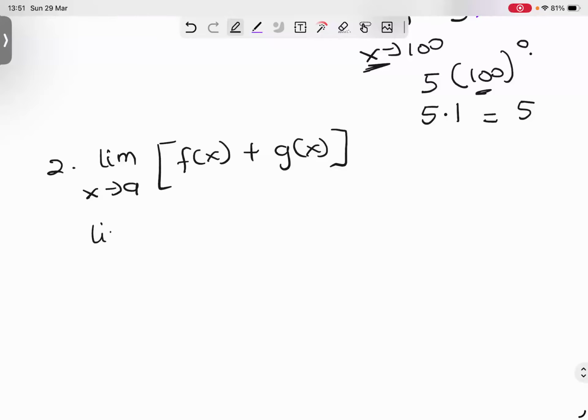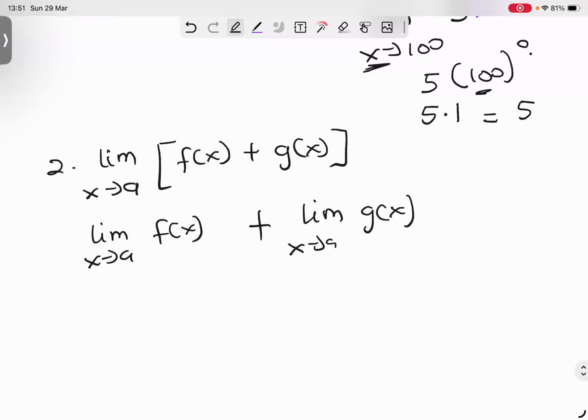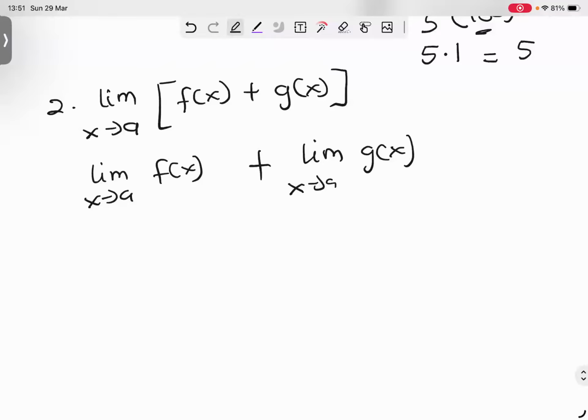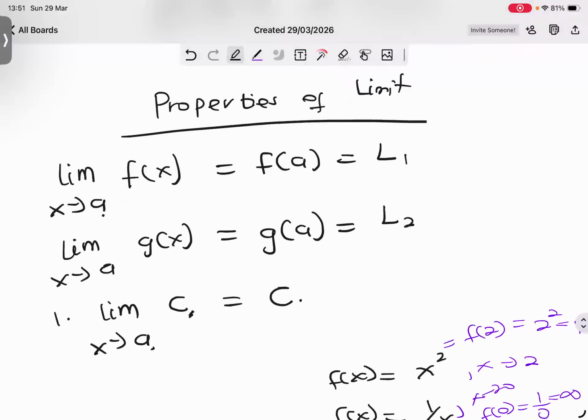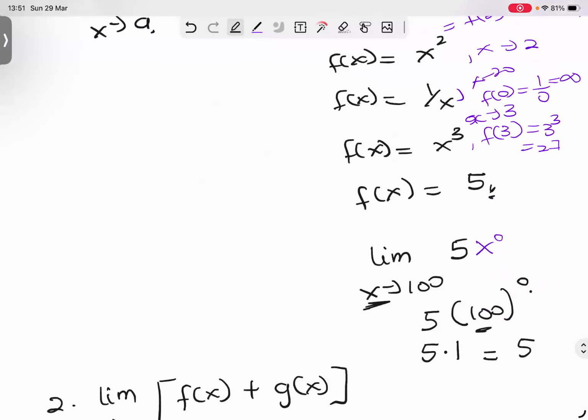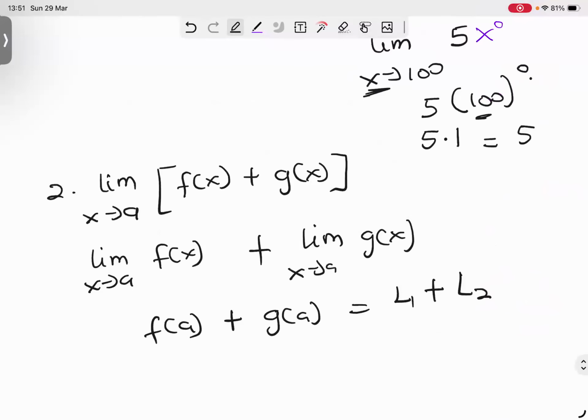So this is giving us the limit as x approaches a of f of x plus the limit as x approaches a of g of x. We've seen that in a limit, wherever we see x, we put the a there. So the first term will be f of a, plus the second term will be g of a. And this will be L1 plus L2, since we said let f of a be L1 and let g of a be L2. All right, and that is known as the sum property.